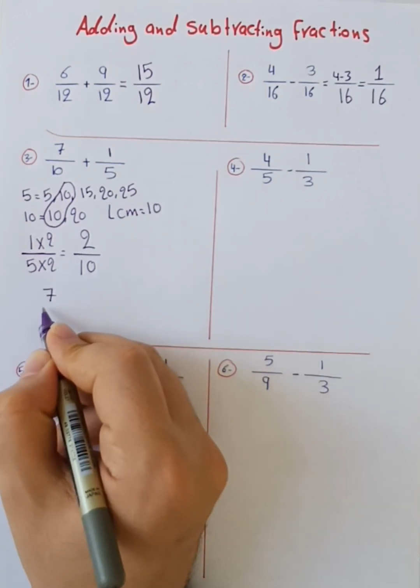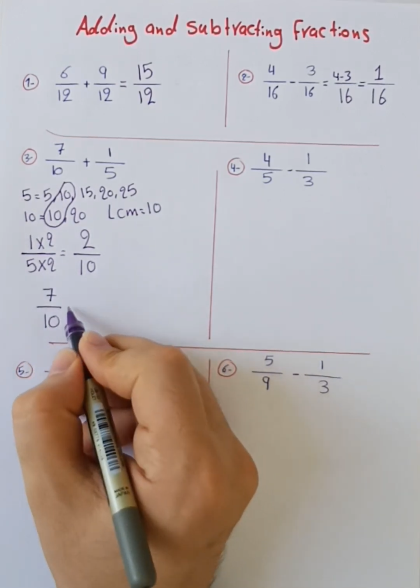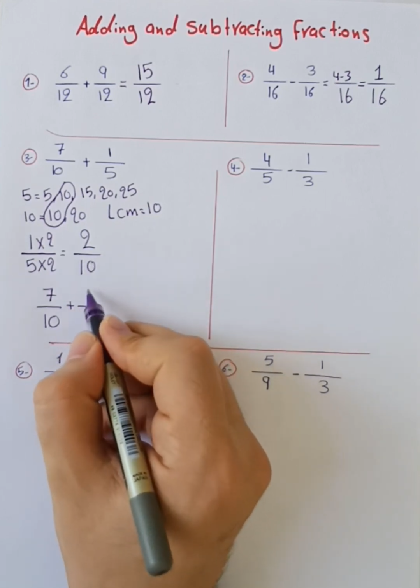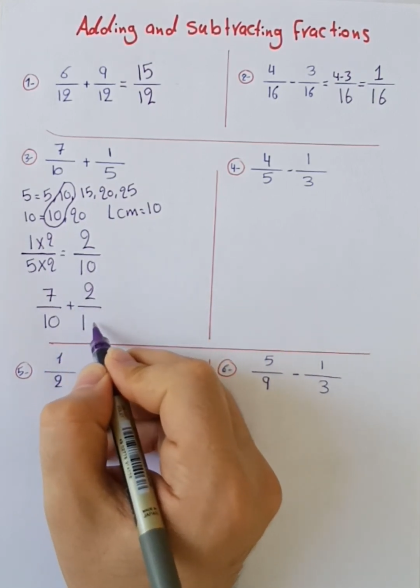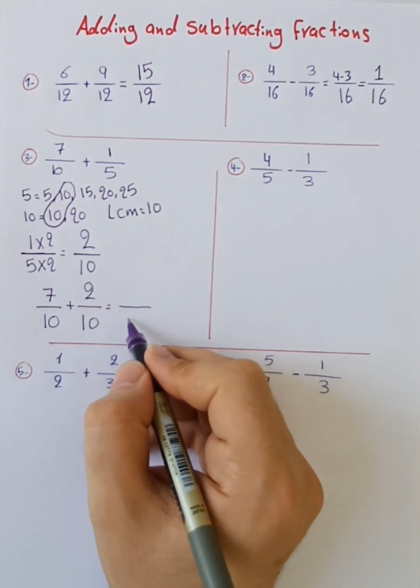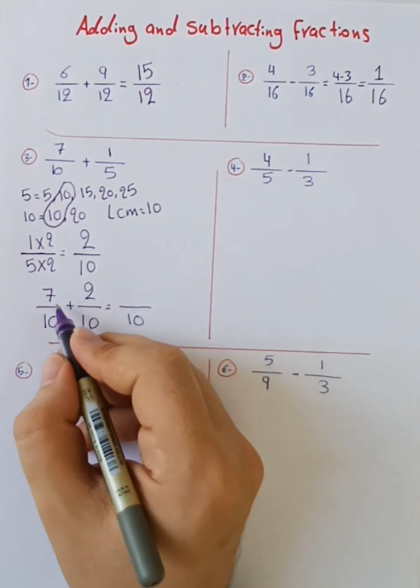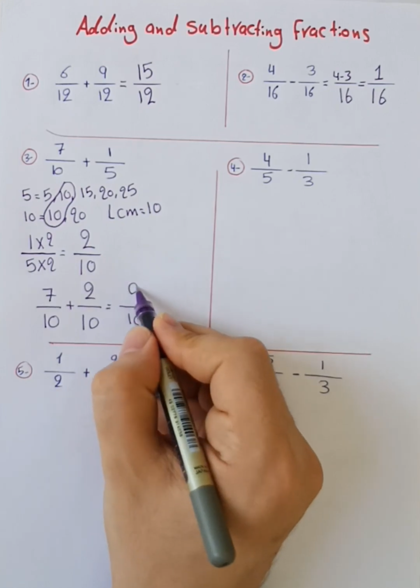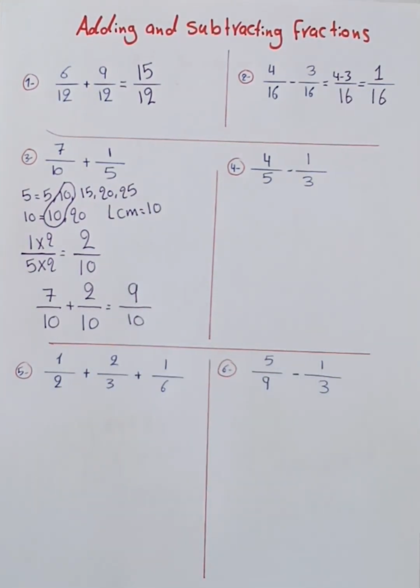So we have 7 out of 10 plus 2 out of 10. We have to write the denominator without change. 7 plus 2 equals 9 out of 10.